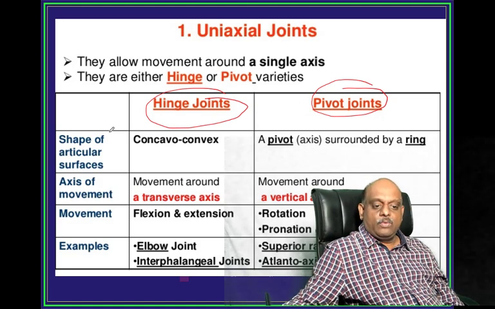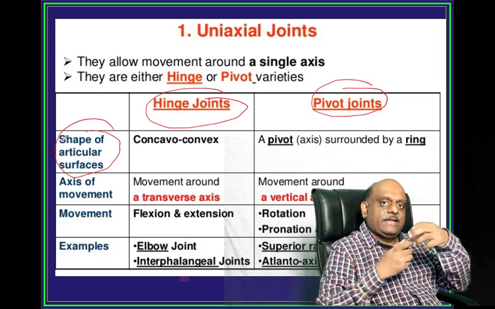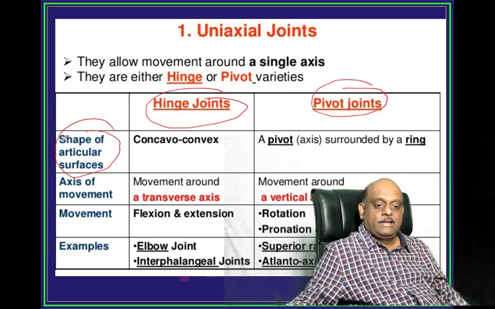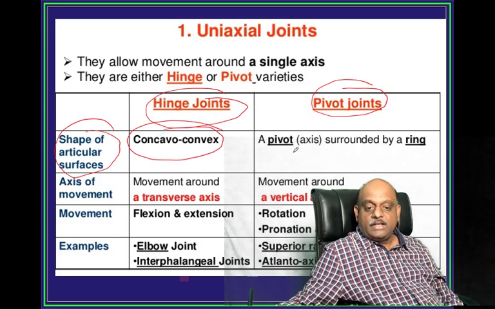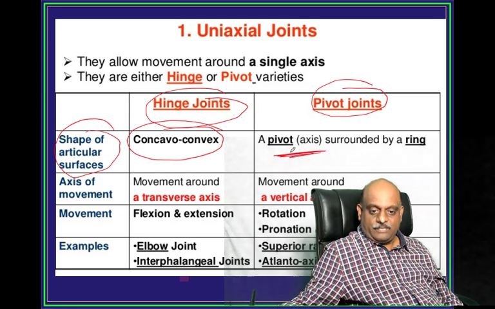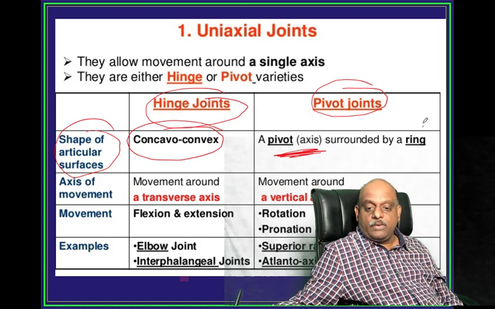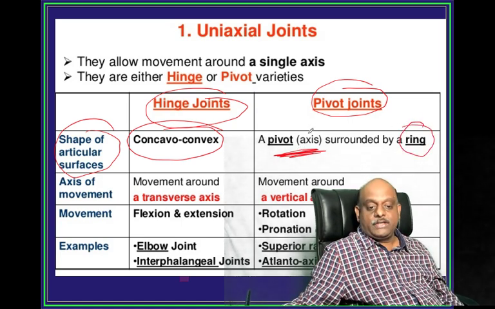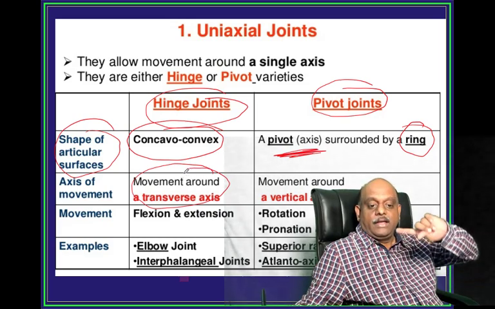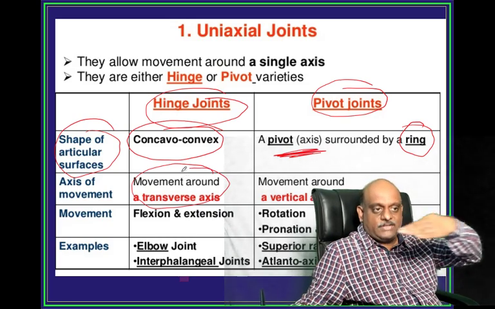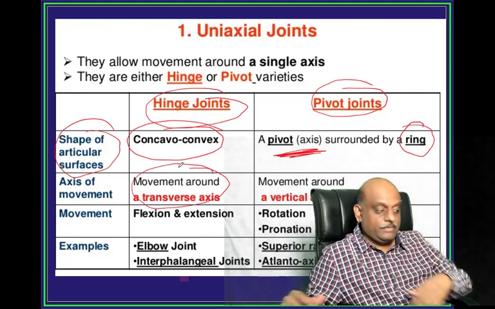Now, what is the shape of the articular surface if it is a hinge joint? It is concavo-convex. Whereas the pivot is surrounded by a ring. That is a pivot joint. Here the movement in a hinge joint is around a transverse axis.